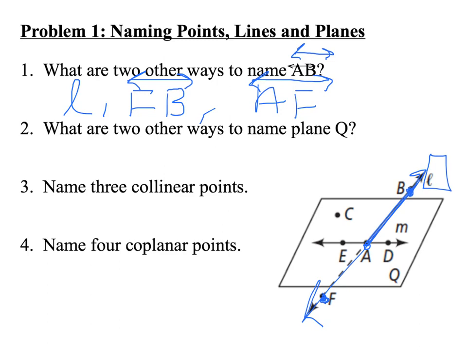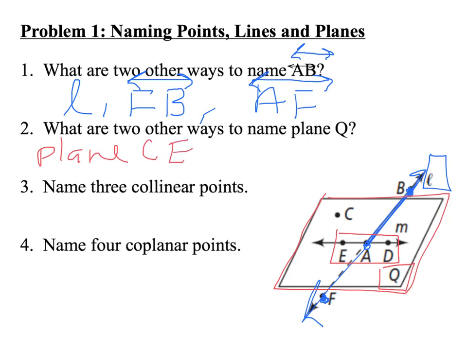So what are 2 other ways to name plane Q? If I look down here, this is my cursive plane Q. Again, when you're representing a plane, you just need 3 non-collinear points. So to represent this plane, I could not say these 3 letters because they're all on the same line. But I could say plane, and you should write out the word plane, and then say C-E-A. It doesn't matter if 2 points are on the same line, just as long as not all 3.